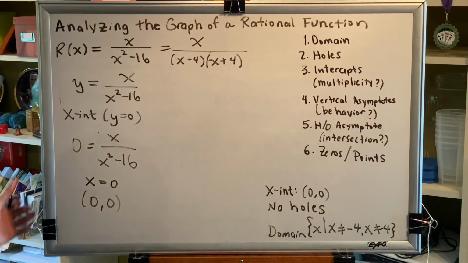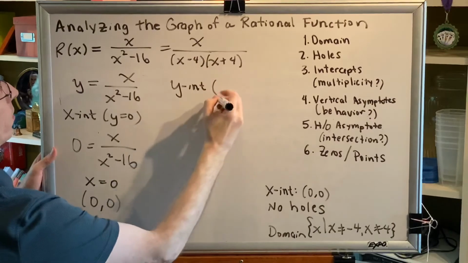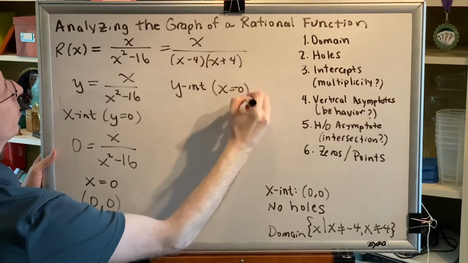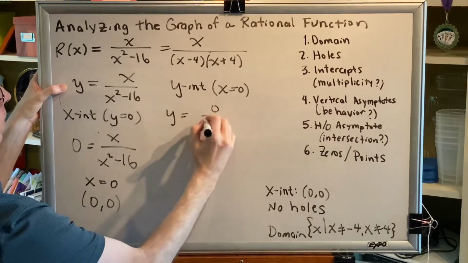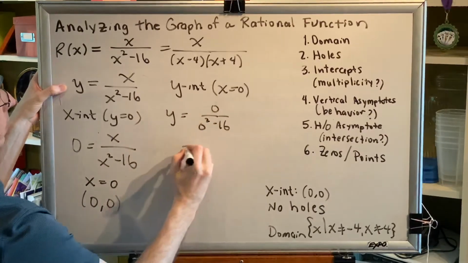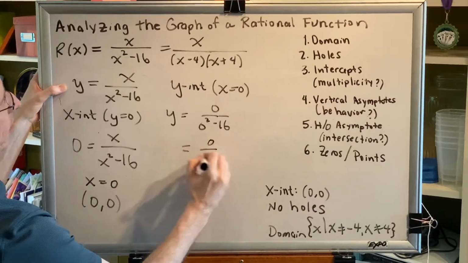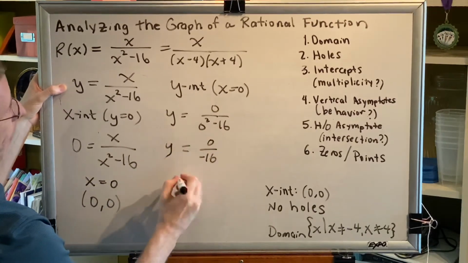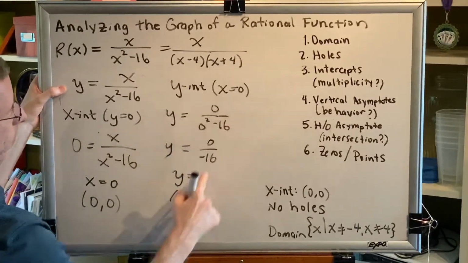All right, let's look for y-intercepts. With a y-intercept, we let x be equal to 0. So using our same equation, y equals 0 over 0 squared minus 16. 0 squared is 0, and 0 minus 16 is negative 16. And 0 divided by negative 16 equals 0. So we get the same point, 0, 0.